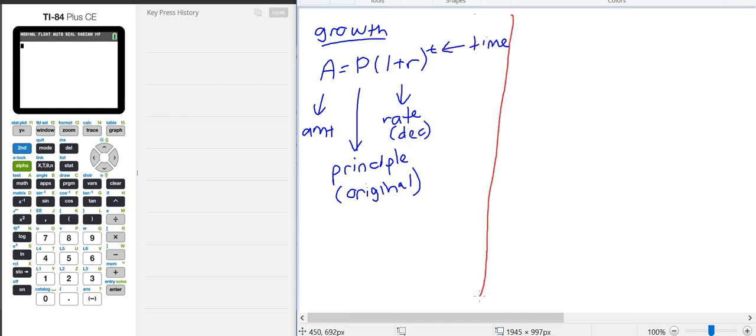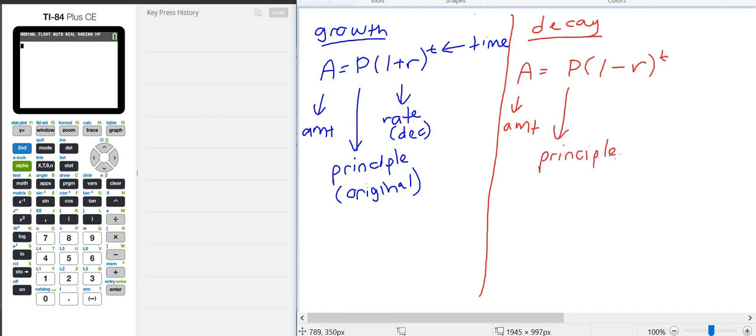Exponential decay functions are in the form A equals P times (1 minus r) to the t, where again A is the amount, P is the principal amount or the original, r is the rate as a decimal, and t is the time.